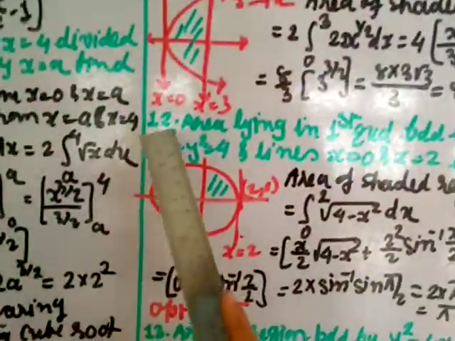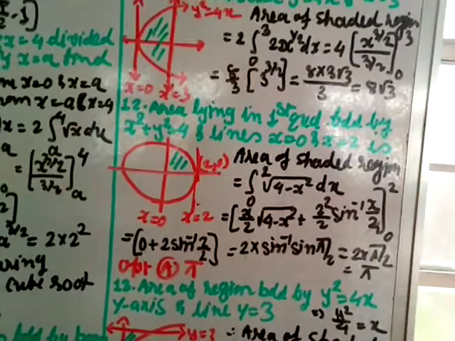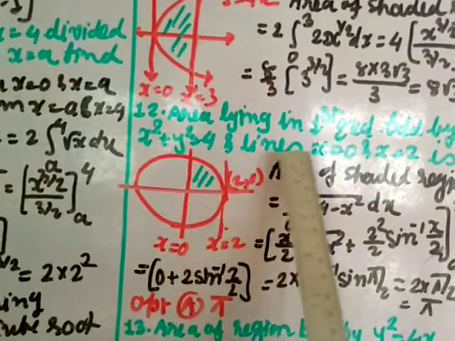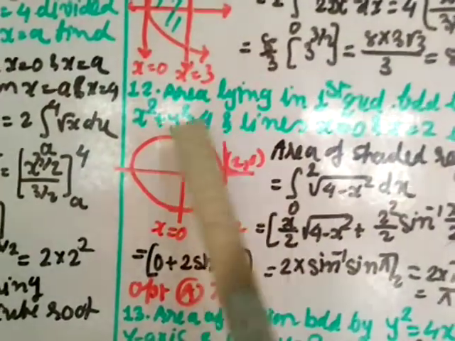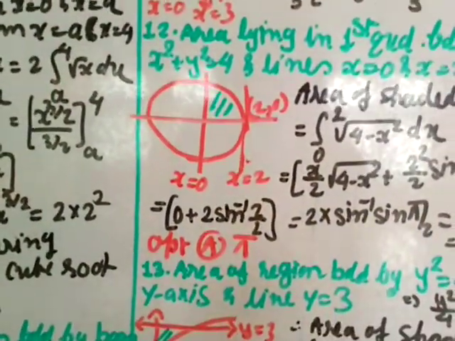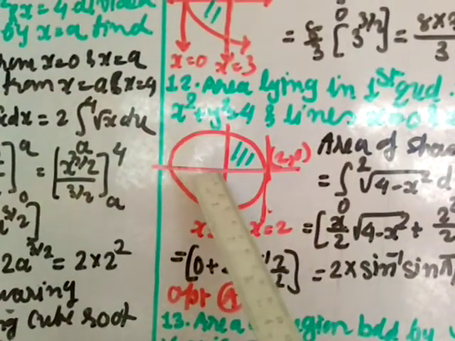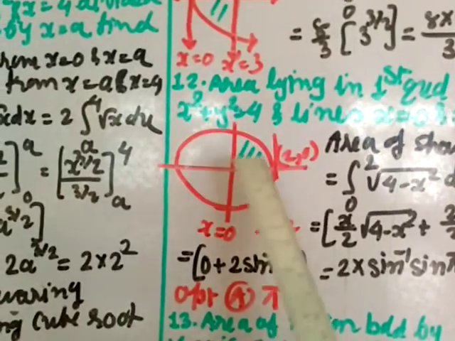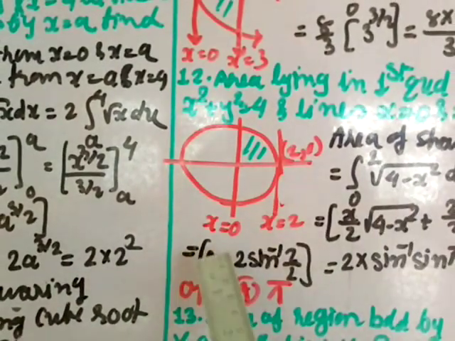Question 12. This 12 and 13, you have to choose the correct option. So the area lying in the first quadrant bounded by x square plus y square is equal to 4, and the lines x equal to 0 and x equal to 2. So this is the circle. I have just drawn a rough figure. The center is 0, 0 and the radius is 2, so it is 0 to 2 here, and this is the first quadrant. So the limit is 0 to 2.